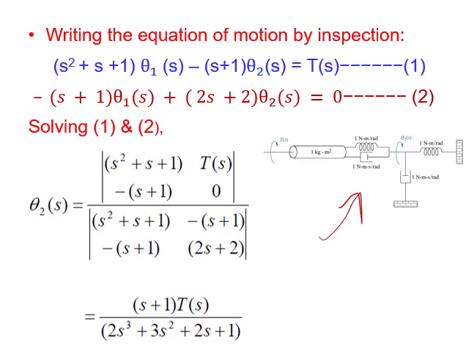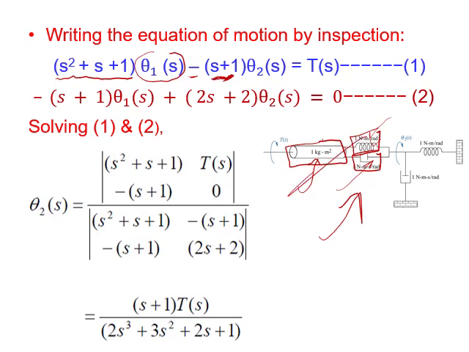So notice here all the impedances linked to theta 1, which are S square plus S plus 1, because the constant of inertia is 1, the constant of damper is 1, and the constant of spring is 1. That's why all of them are coming as a 1. So S squared plus S plus 1 into theta 1 of S minus the link between theta 1 and theta 2. Let me discuss the link here.